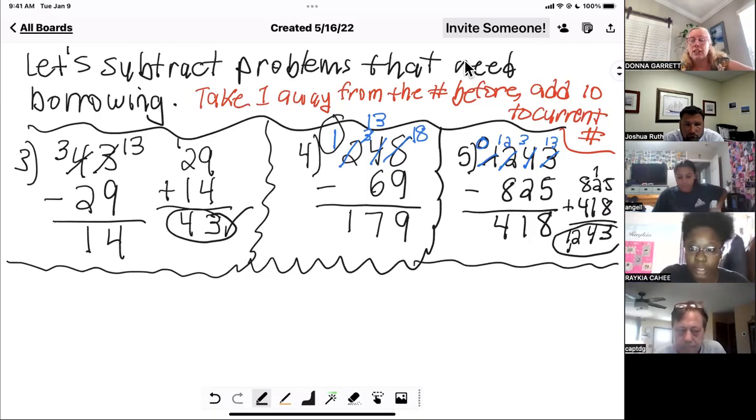So what's nice about subtracting is you can check it. If let's say you don't match what you started with, then you made an error. So you need to go back and see if you can find your error.